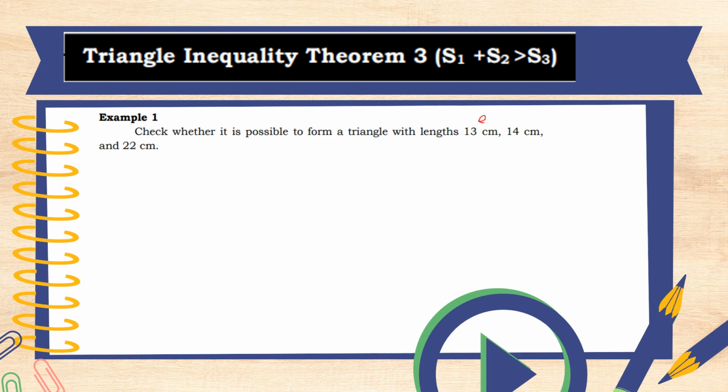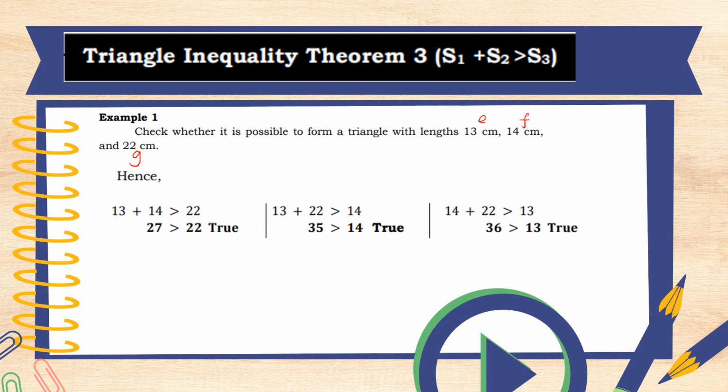Let's have E, F, and G. Now, for us to prove it, we have E plus F is greater than G. So 13 plus 14 is greater than 22. 27 is greater than 22. Next, E plus G is greater than F. 13 plus 22 is greater than 14. 35 is greater than 14.